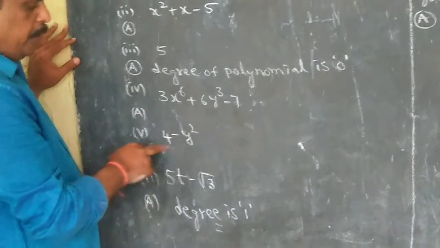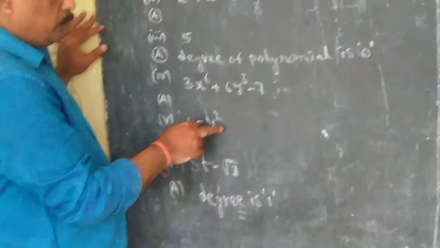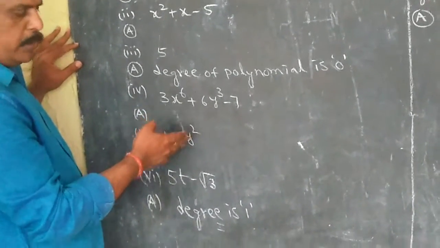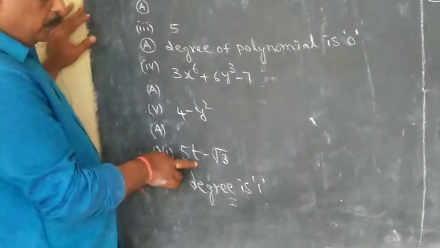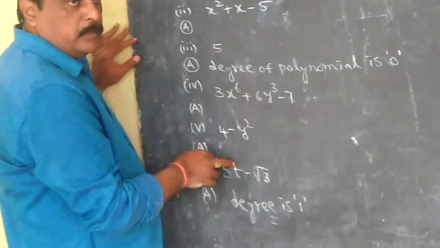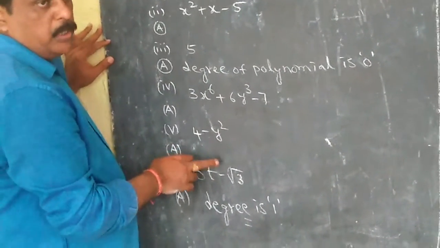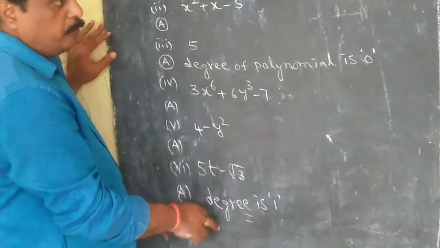Next one is to find the degree of the polynomial 4 minus y square. Here only one variable is there. You have to check that power and write it here. And here, 5t minus root 3: the power of t is 1, so the degree of the polynomial is 1.